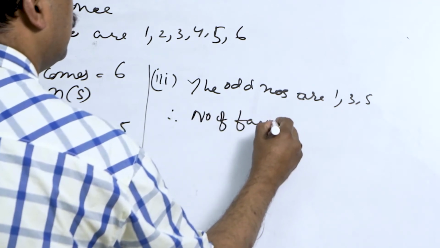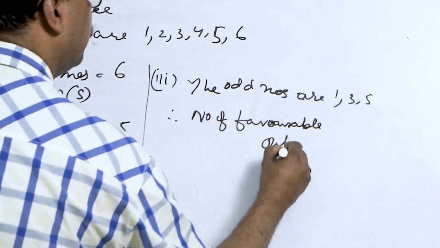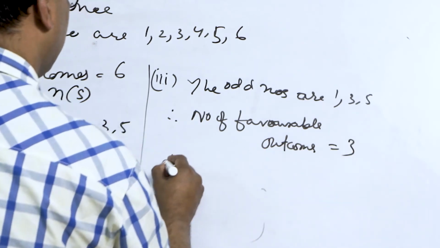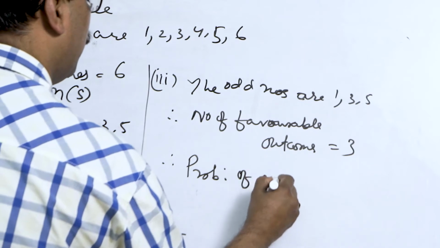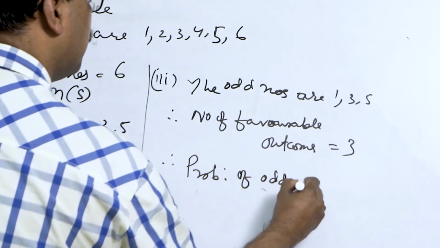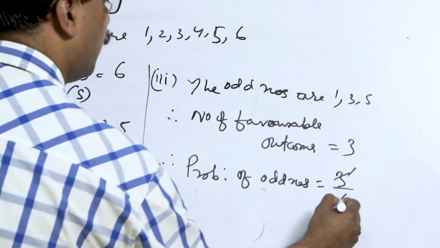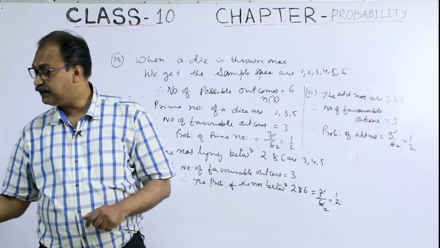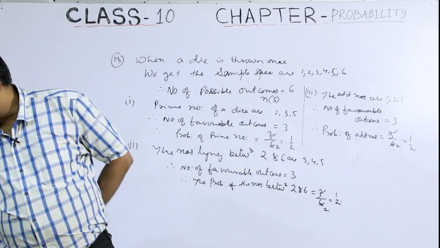favorable outcomes equal to 3. So therefore, the probability of odd numbers is equal to 3 by 6. Again it is 1 by 2. So all the answers are coming 1 by 2. Clear? So 1 by 2, 1 by 2.